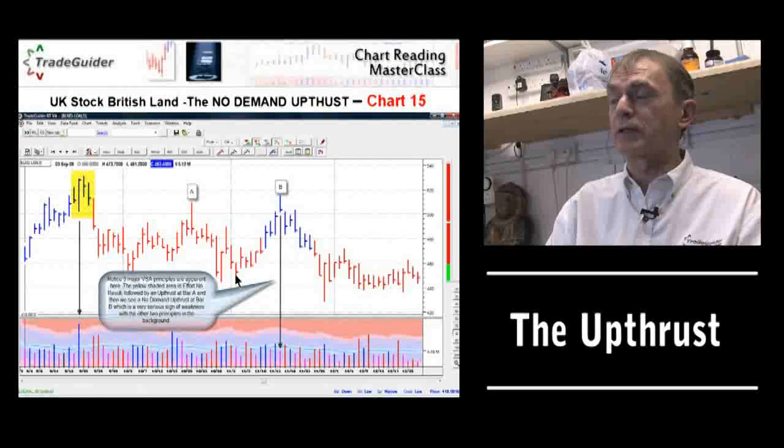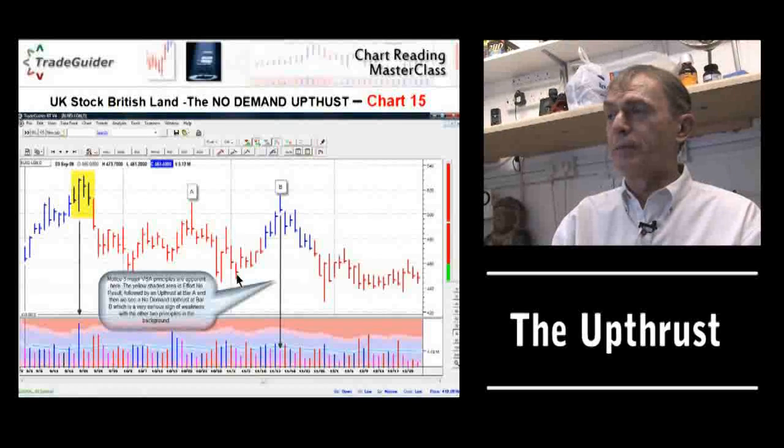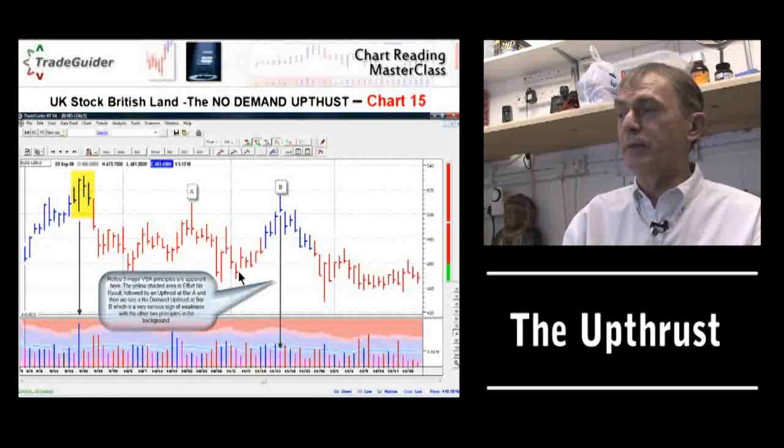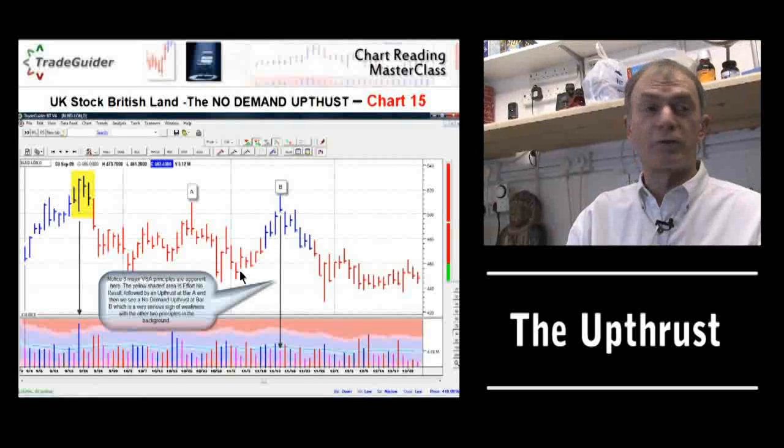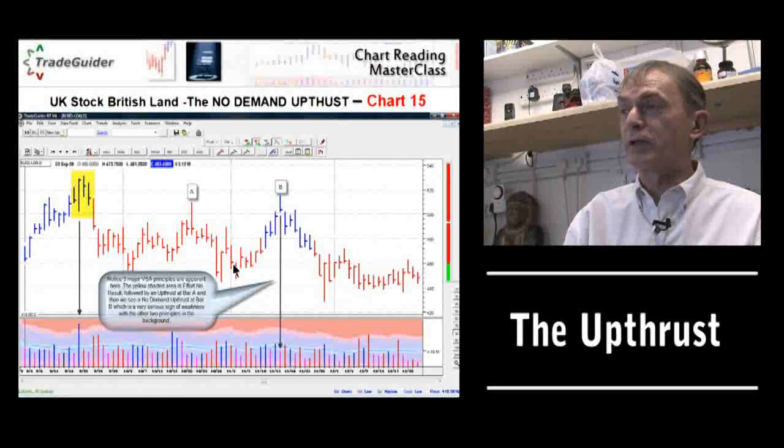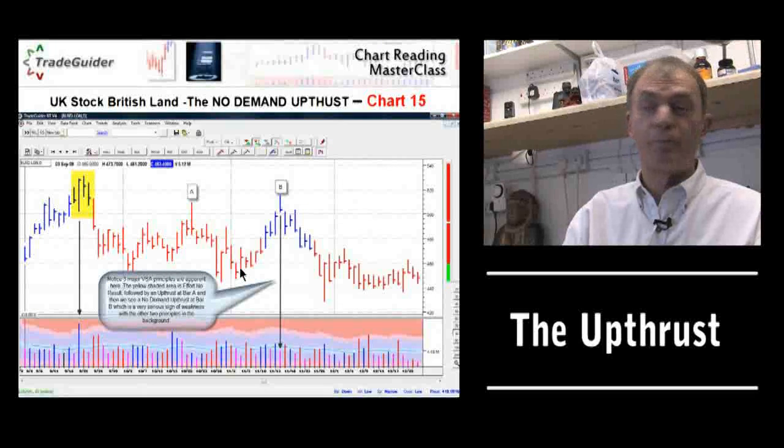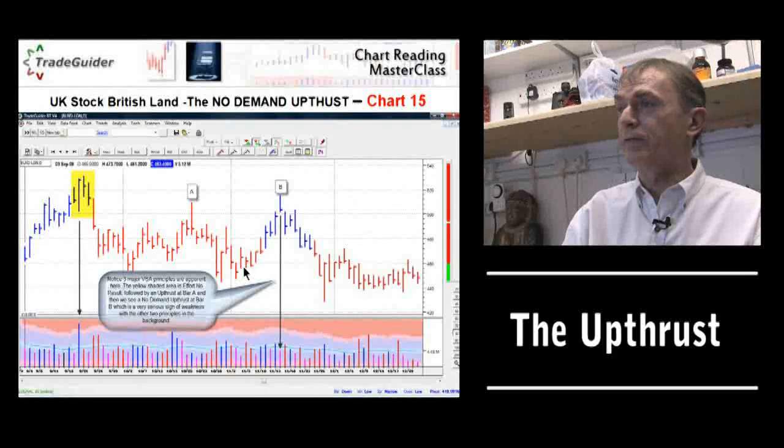So the price gets marked up probably on some good news. There's nobody who wants to buy in the herd. The professionals are not interested in buying, certainly at that level. So the price just collapses back onto the low on low volume. And B is just a repeat of that process.